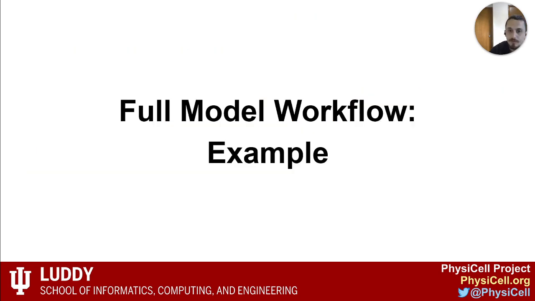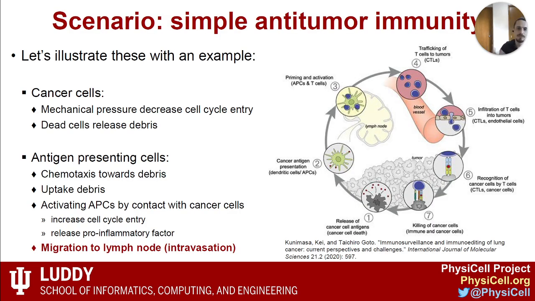So let's move on to the full model workflow. In this example, I will try to reproduce the sample anti-tumor immunity. In that example, we want to show the cycle of anti-tumor immunity, which basically starts with the dead cancer cells releasing antigen. The antigen-presenting cells take up that antigen, do the process of intravasation, and migrate to the lymph node, where they prime and activate effector T cells. Those effector T cells extravasate from the blood vessel into the microenvironment, eventually recognize the cancer cells and kill them. This is the cycle of anti-tumor immunity.